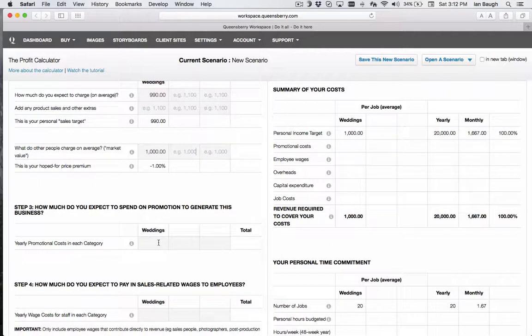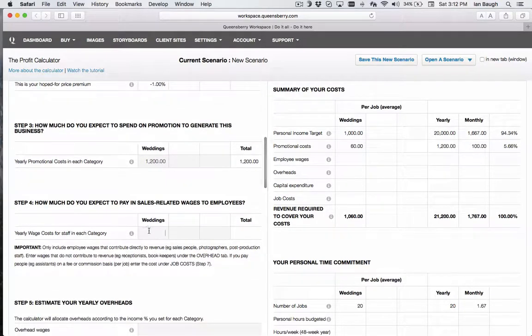Step 3 says, how much do I expect to spend on promotion? Ideally nothing, but let's allow $100 a month for Facebook and Google and the like. I'm not going to employ anybody, so this amount here can be 0. Note this, by the way, this is selling staff.